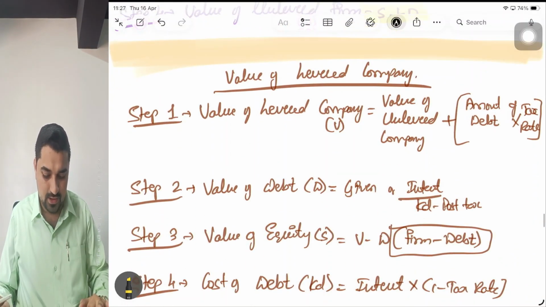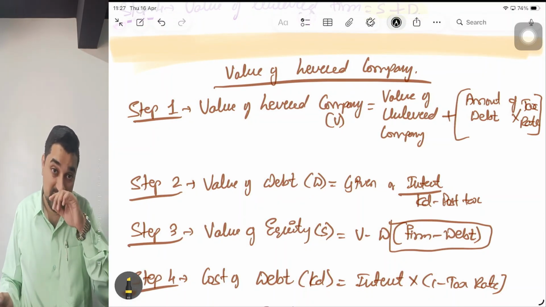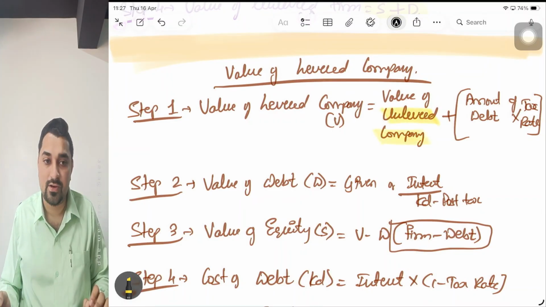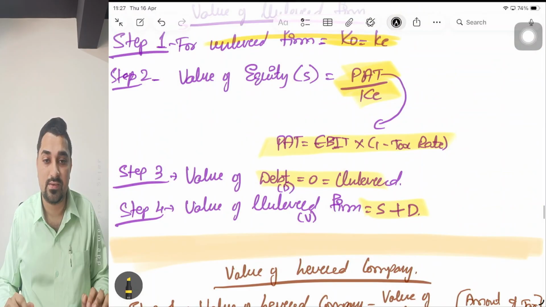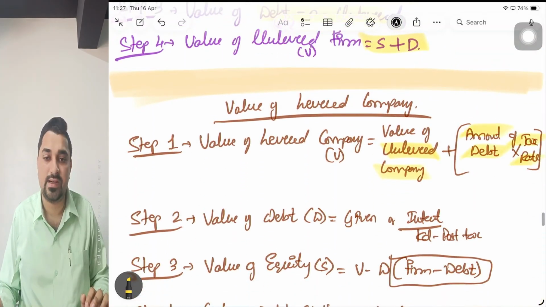Second part, value of levered firm. How do you calculate value of levered firm? Step number 1. Value of levered firm is value of unlevered firm, which you have got from your earlier workings, plus amount of debt into tax rate.